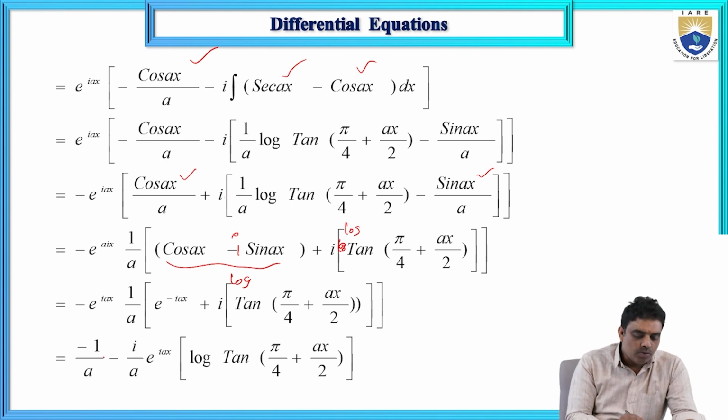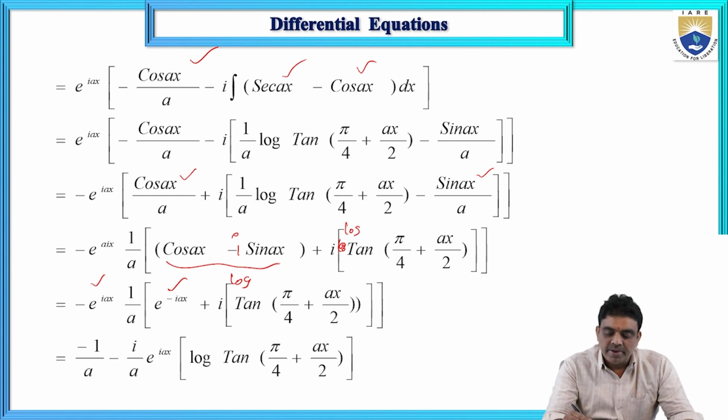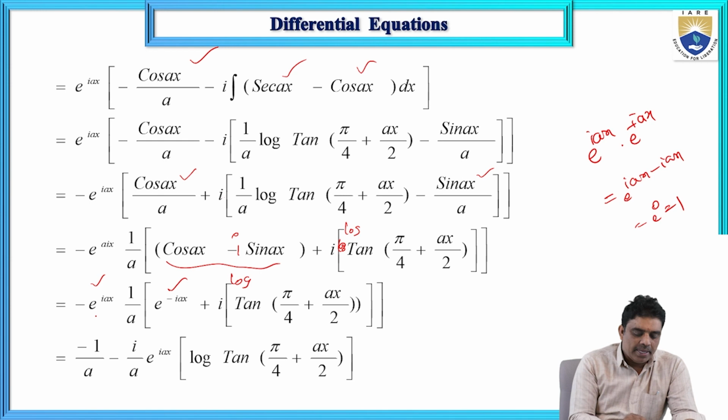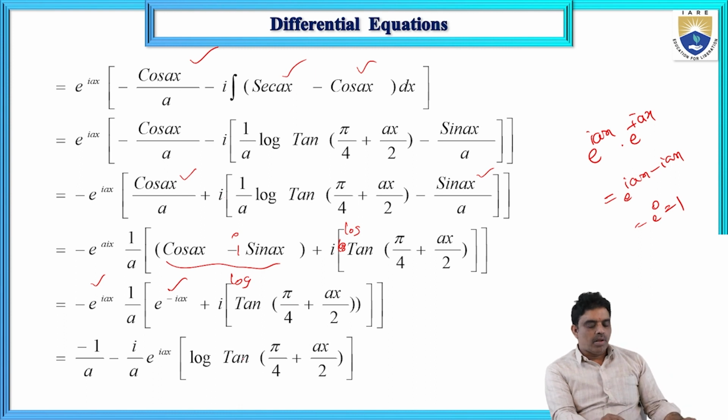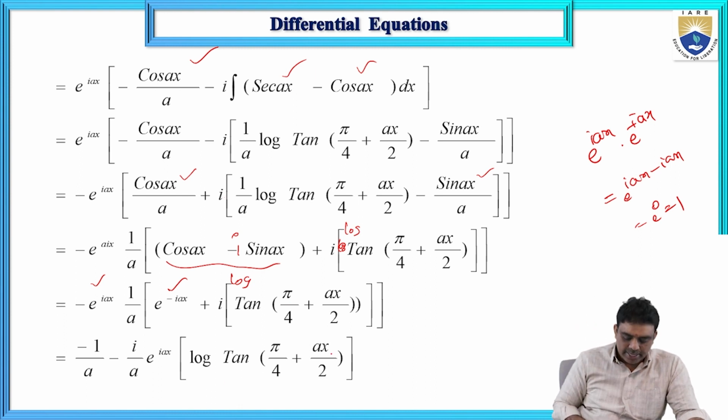So minus e power minus iax into e power iax. I can write e power iax into e power minus iax, so on adding powers, minus iax plus iax, that is e power 0, that is equal to 1. So on multiplying this and this, you will get 1. So minus 1 by a is the first term. Second term, minus e power iax as it is, i already there, multiplied by i by a into that same term, log of tan (pi by 4 plus ax by 2).